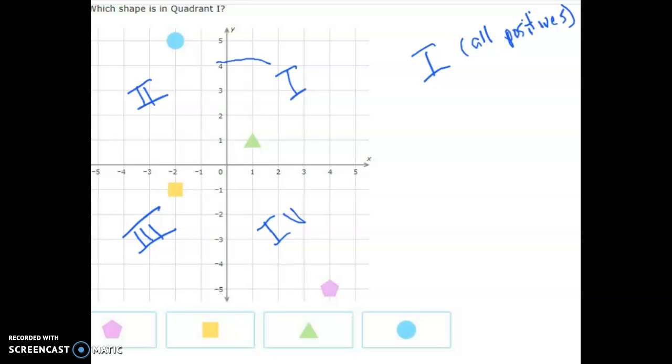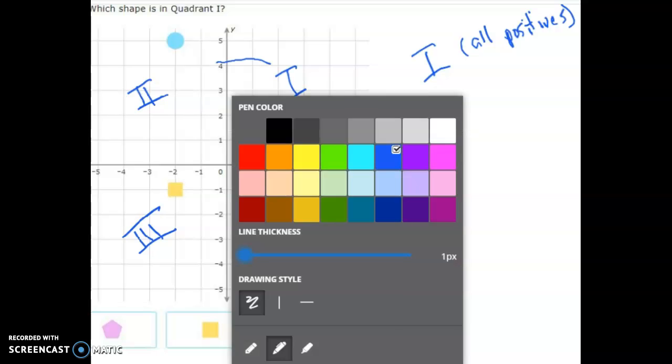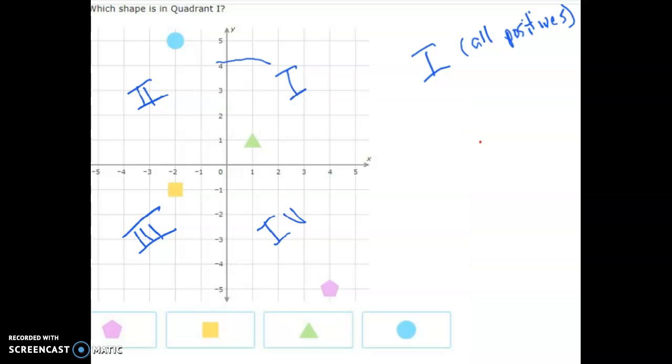So this question says, which shape is in quadrant 1? Well, quadrant 1 we've already kind of talked about a lot. Quadrant 1 is the triangle, because it's in all the positive areas. So the triangle is in quadrant 1. So I would hit that and then hit submit.